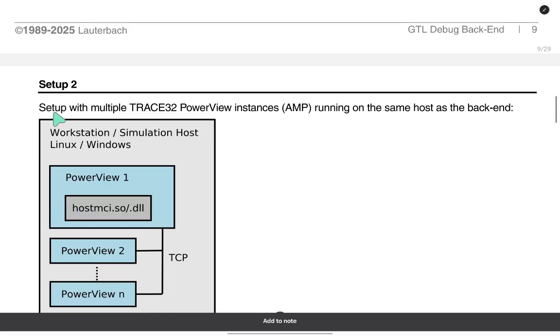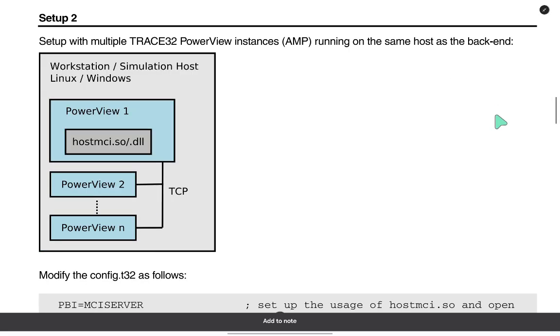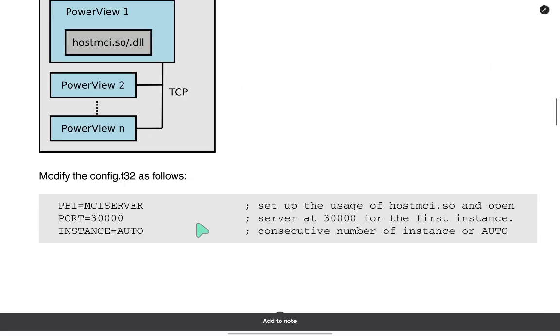Setup 2: multiple TRACE32 PowerView instances, AMP, running on the same host as the backend. Modify the config.t32 as follows: PBI=MCISERVER. Set up the usage of host_mci.so and open the server port at 30000. Open server at 30000 for the first instance. Instance: auto, consecutive number of instances, or auto.